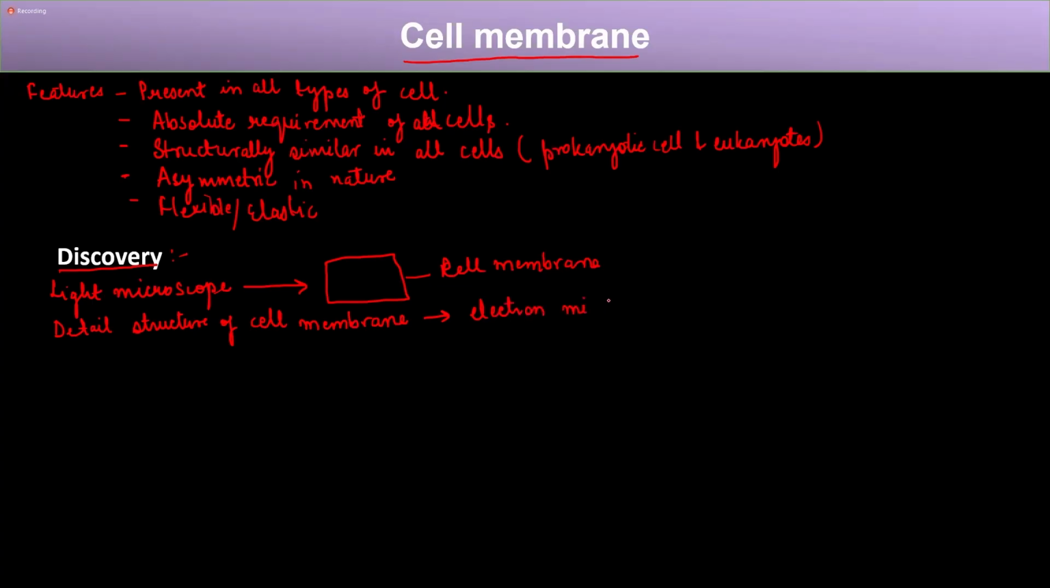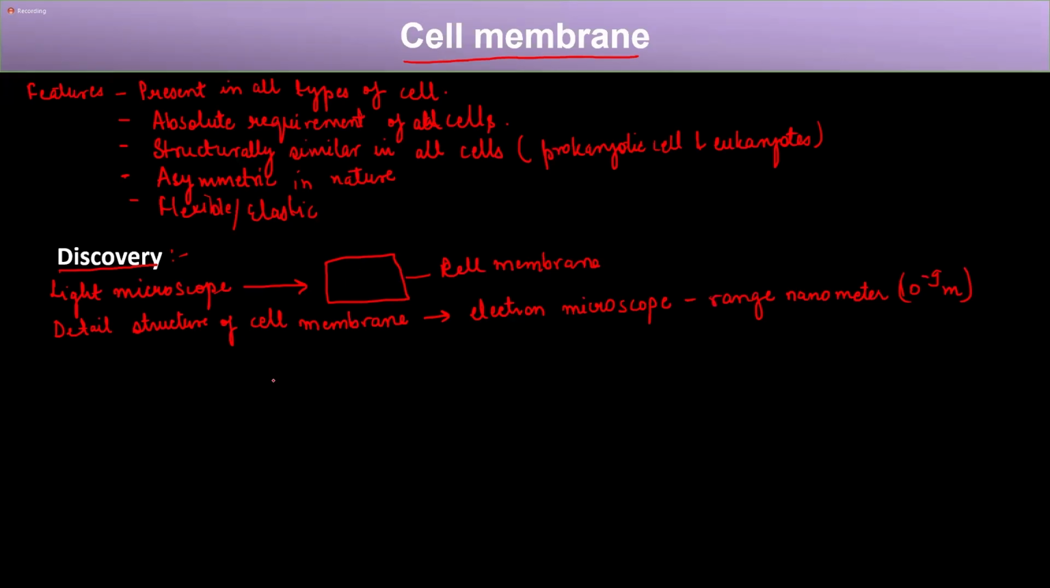This electron microscope has a range of nanometers, so it can see in the range of 10 to the power minus 9 meters. Using an electron microscope, you can see the detailed structure of a cell membrane. However, a cell membrane can also be seen via a light microscope, but in that case, you will only see a boundary.